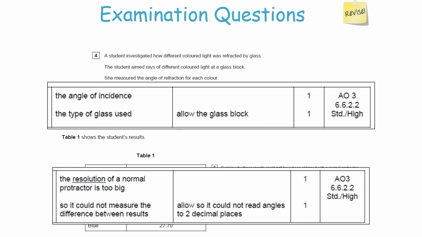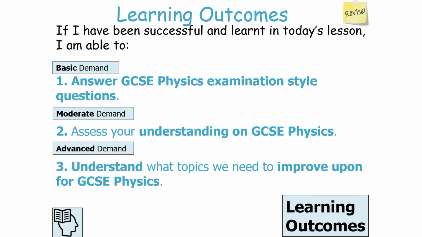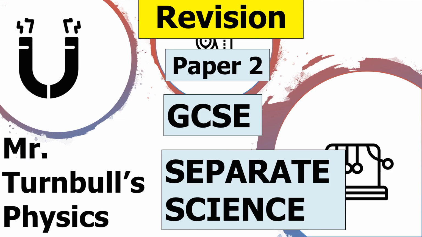So that brings us to the end of this revision session. If we've been successful and learned in this revision session, we should be able to answer GCSE examination style questions. We should assess our understanding of GCSE physics, and then understand what topics we need to improve upon for GCSE physics.